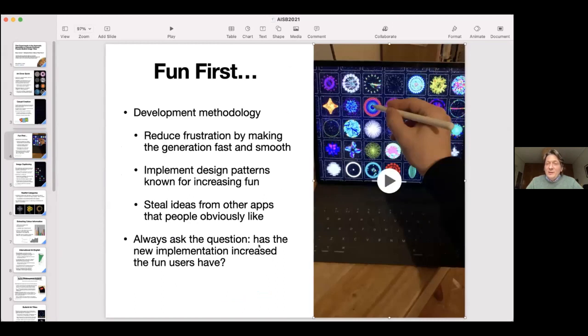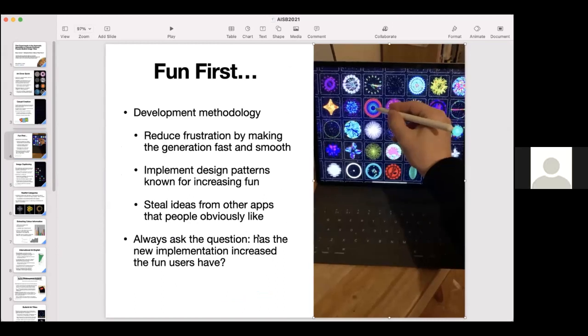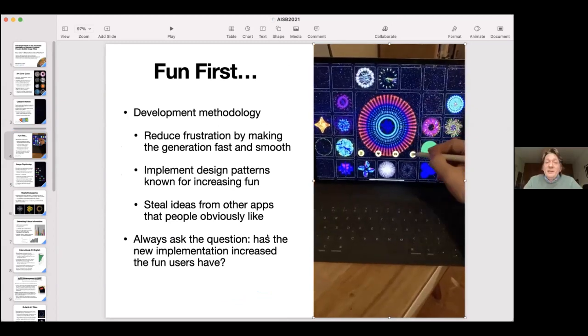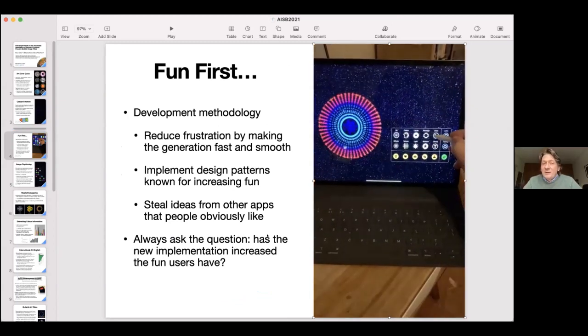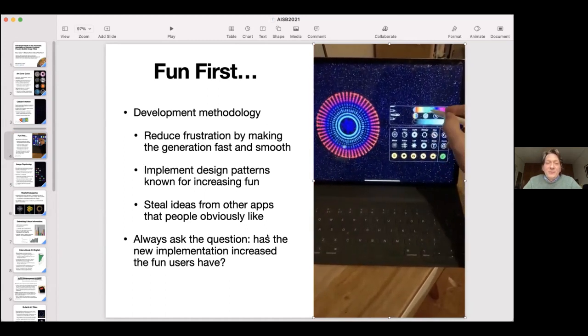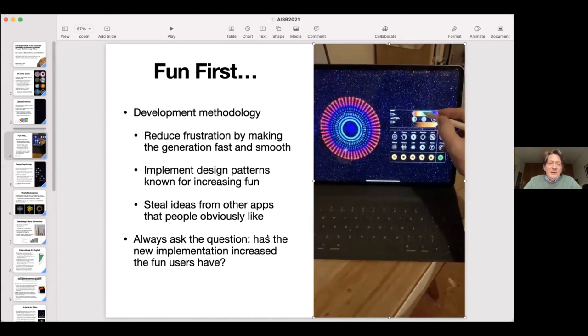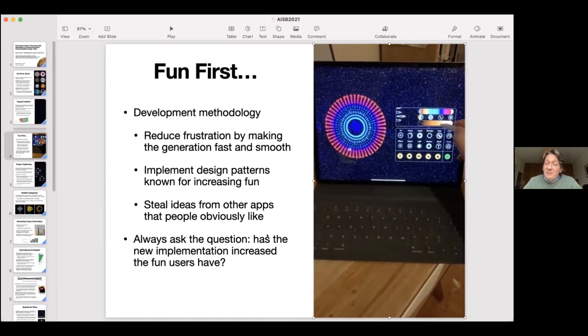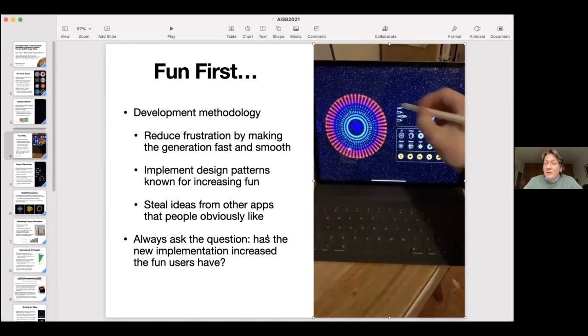So this video is showing the kind of design patterns I've looked at. Basically, I've used a fun-first development methodology, so reducing the frustration. Evolutionary art can be very slow and painful, so I've got rid of that, made it very fast and smooth. I've implemented some of Kate Compton's own design patterns known to increase fun, and I've stolen ideas from other apps.